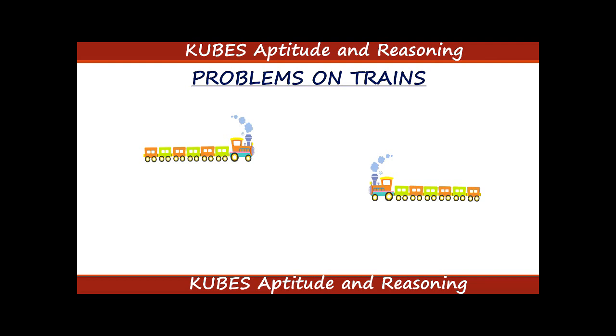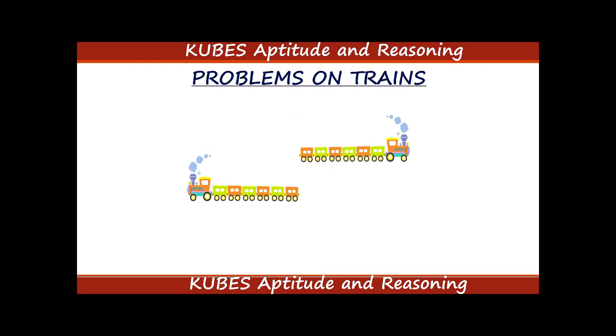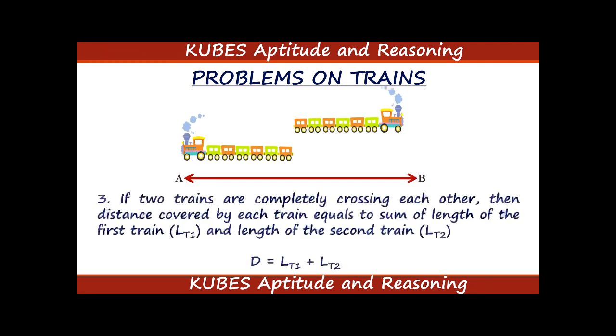And coming to the third point, here two trains are crossing each other. Here the process begins. When the trains are like this, the crossing process ends. Here, the distance covered by each train equals the length of the line AB. Therefore, when two trains are crossing each other, the distance equals the length of the first train plus the length of the second train.